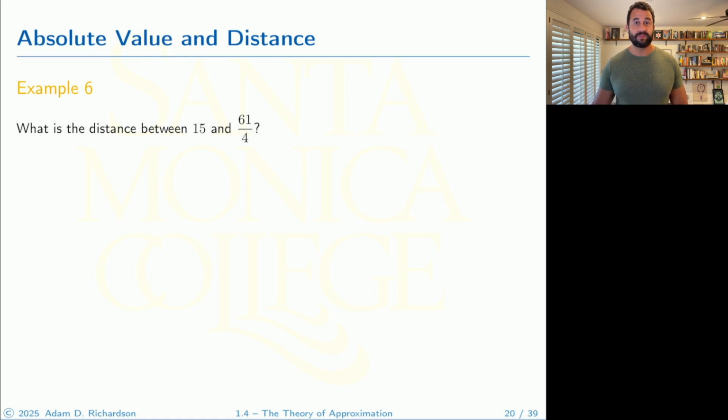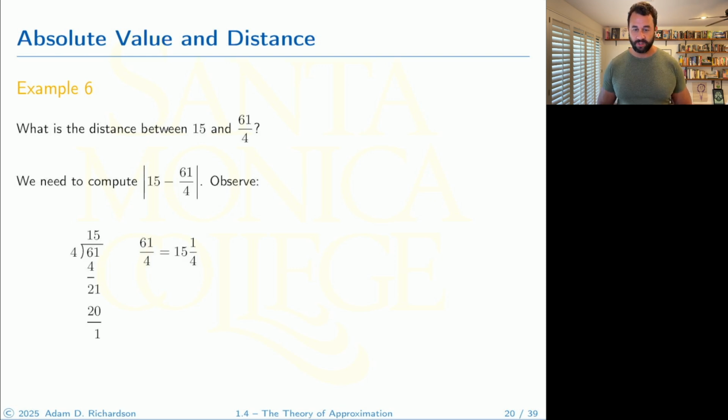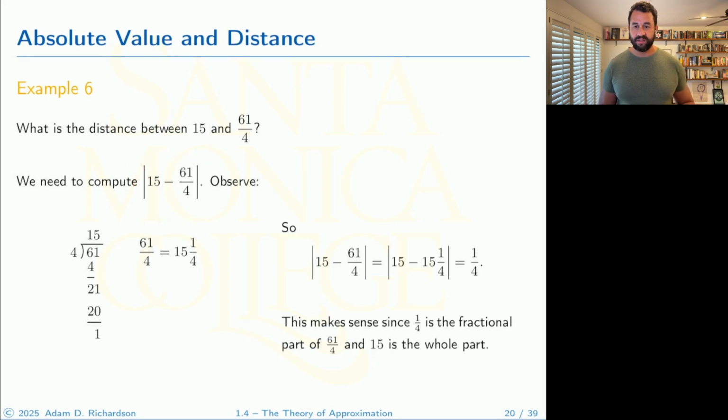Okay. Now let's work it out together. So the hint I gave you was kind of a big one, right? Let's do that division. So what we need to do is compute the absolute value of 15 minus 61 over 4. But we can rewrite 61 over 4 as a mixed numeral, right? We do the division algorithm, we get 15 with a remainder of 1, so 61 over 4 is 15 and 1/4. So now we can rewrite this as this.